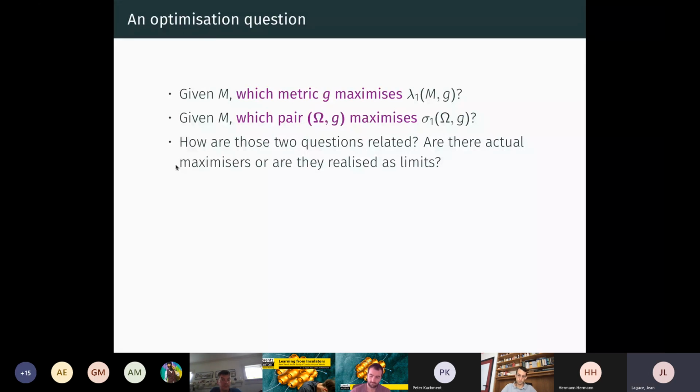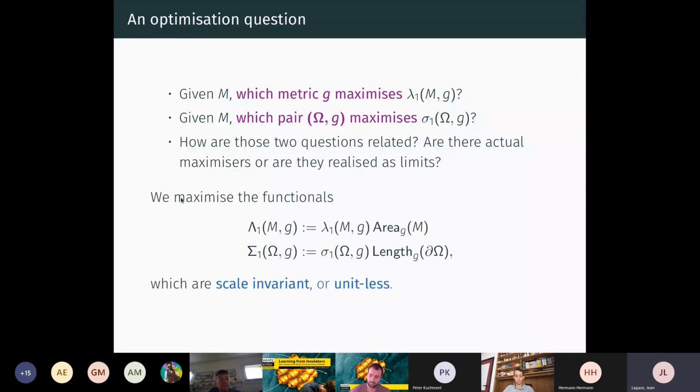And I also want to understand how those two questions are related. Are there actual maximizers? Are they only realized as limits? And because these two quantities here are not scale invariant, if I want to maximize something that is not scale invariant, it doesn't really make any sense. We will maximize the following two functionals: capital lambda 1, which will be the first Laplace eigenvalue multiplied by area, and capital sigma 1, which will be the first Steklov eigenvalue multiplied by length. Both of these quantities are scale invariant, or unitless if you would prefer more physical language. And these make sense to maximize amongst metrics, amongst domains.